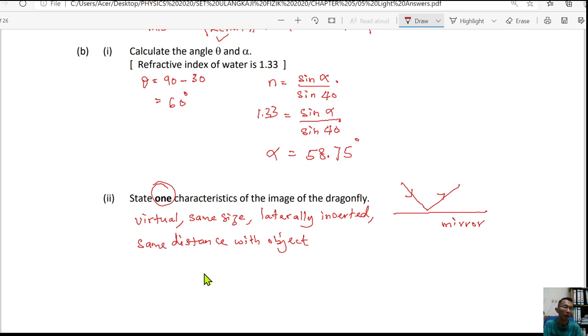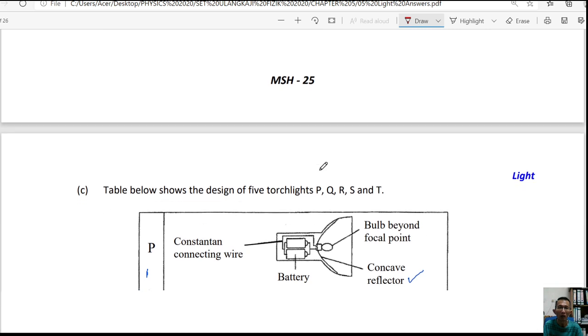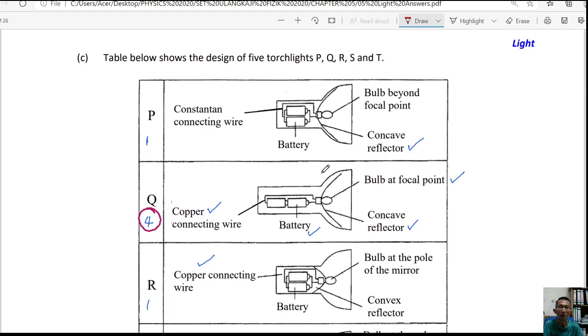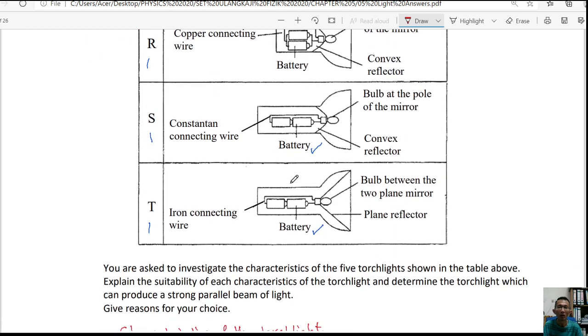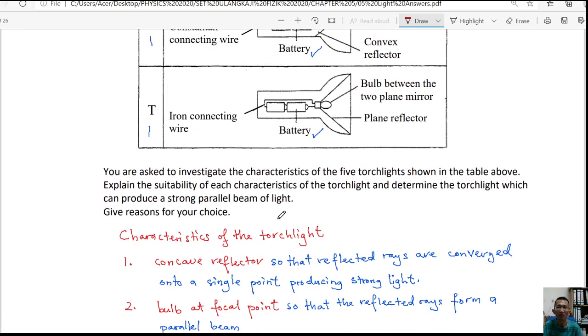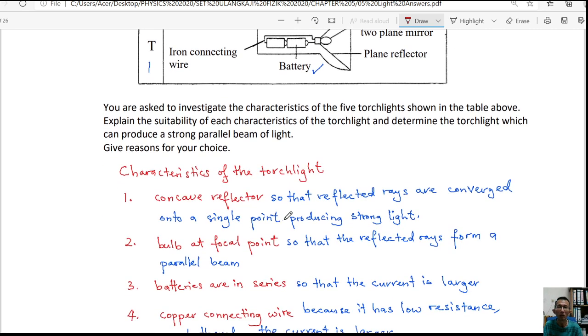Alright, so we move on to the last question. The table below shows the design of the torchlights P, Q, R, S, and T. You are asked to investigate the characteristics of the 5 torchlights shown in the table above. Explain the suitability of each characteristic of the torchlight and determine the torchlight which can produce a strong parallel beam of light. So the objective is a strong parallel beam of light.